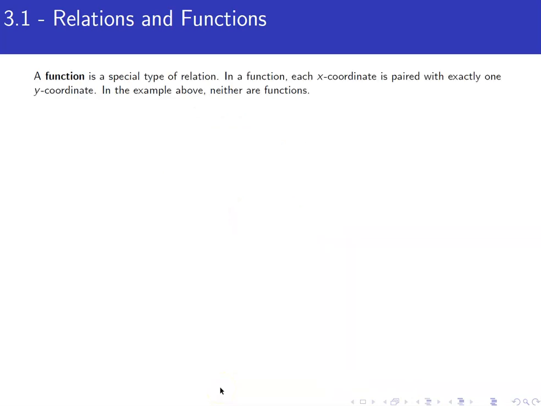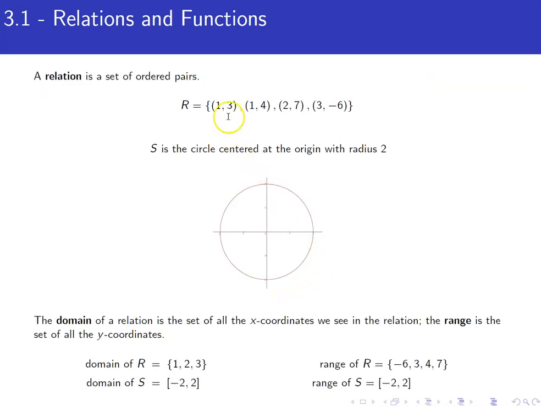A special type of relation that we talk about is a function. When we have a function, we mean that an x-coordinate is paired with exactly one y-coordinate. In the previous example, neither are functions. Let's see why. Let's scroll back here.